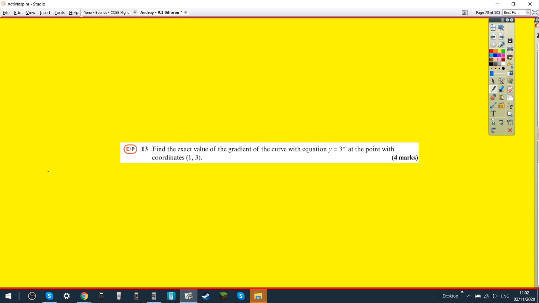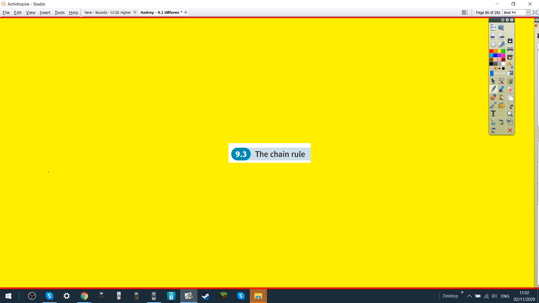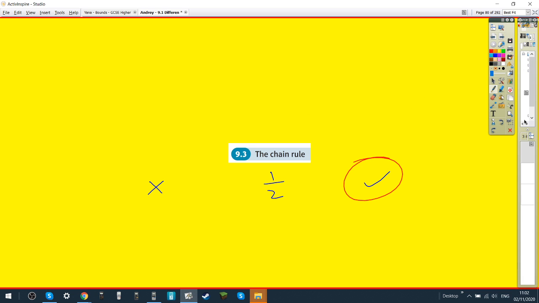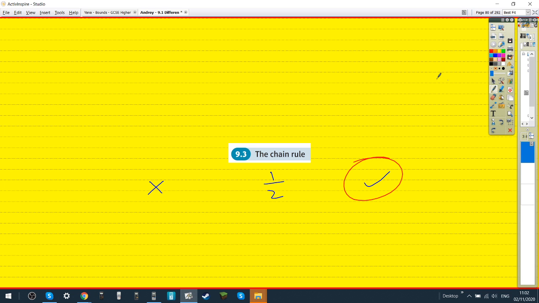Let's see. So there's some exponential stuff. Okay, chain rule. I think I'll probably give it 2. Yeah, great. So we got it. So after this is product rule. Yeah, that's the derivative of two things that are multiplied by each other.